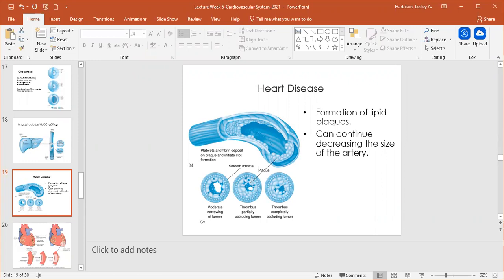Usually in people who have this very slow narrowing, your body figures out ways to compensate a little bit. But chest pain starts to happen whenever there's not enough oxygen getting to certain areas. And that's when people start to notice symptoms and pain and maybe shortness of breath.